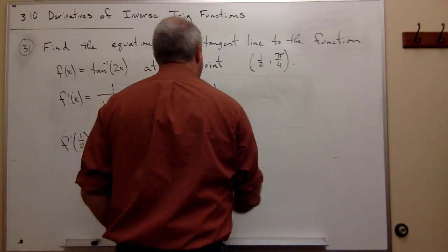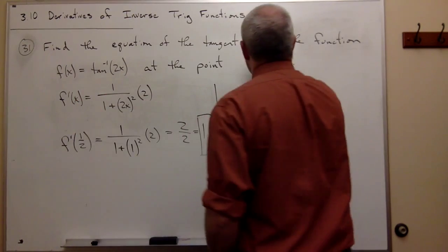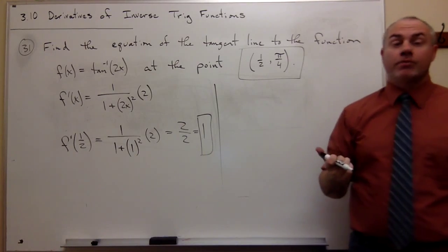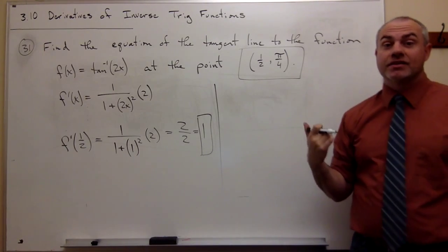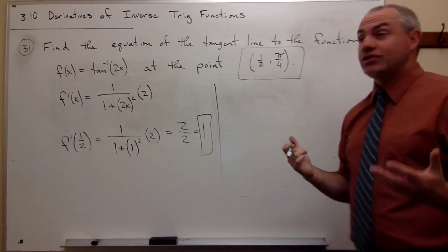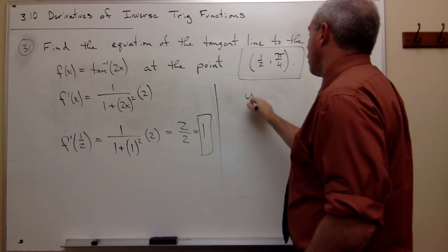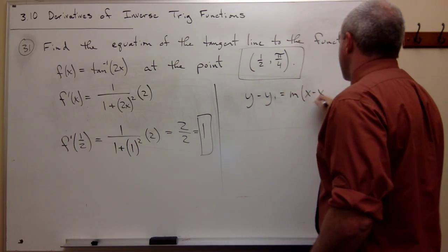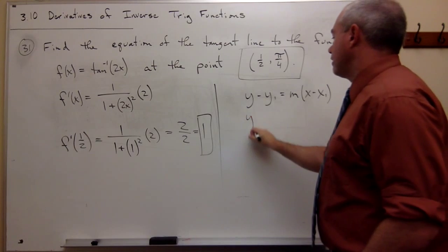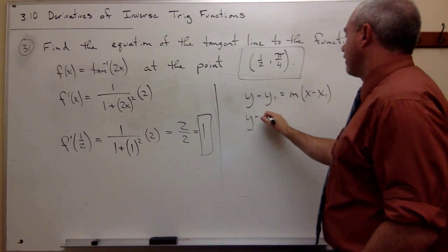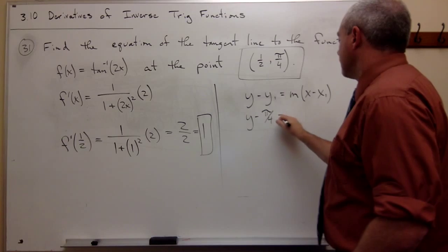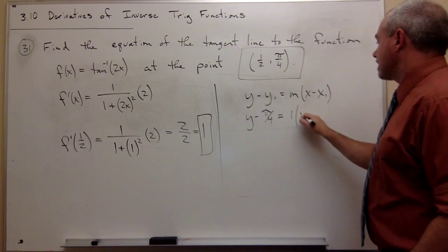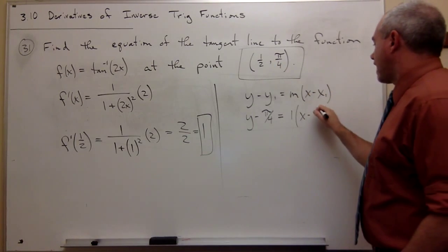Okay, now that I know here's my slope, 1, here's my point, 1/2, pi over 4. Now I can use the point-slope equation of a line to find my tangent line. So I'm going to use the equation y minus y1 is equal to m times x minus x1. So I get y minus y1, which is pi over 4, is equal to m, which we know now is 1, times x minus x1, which is a half.